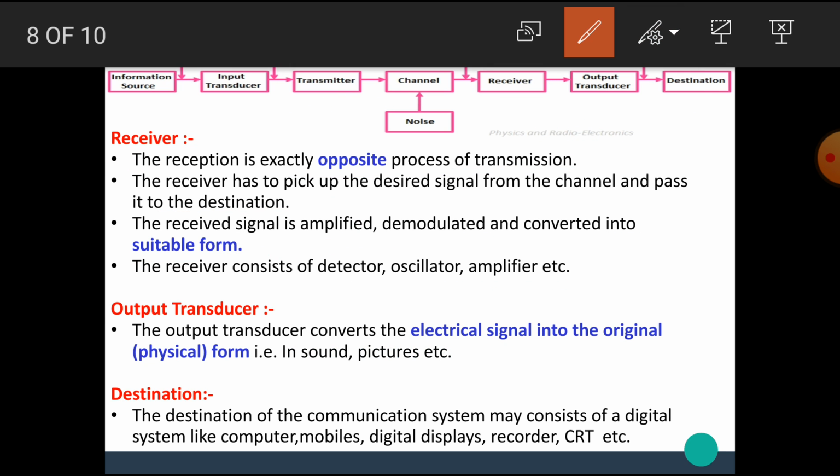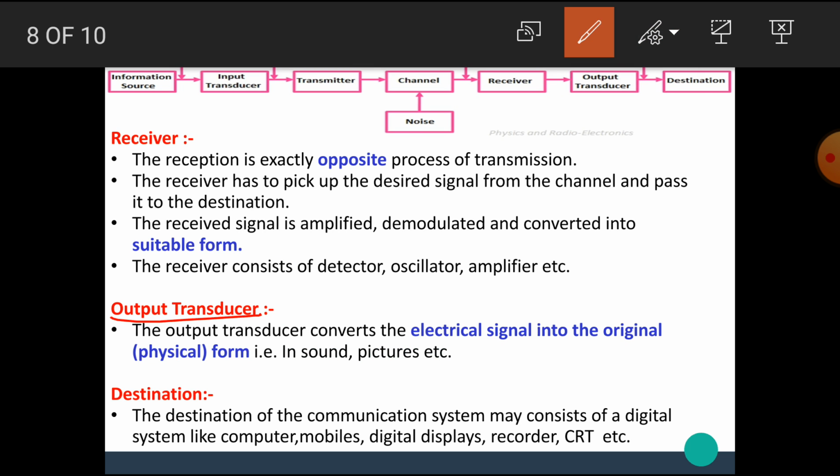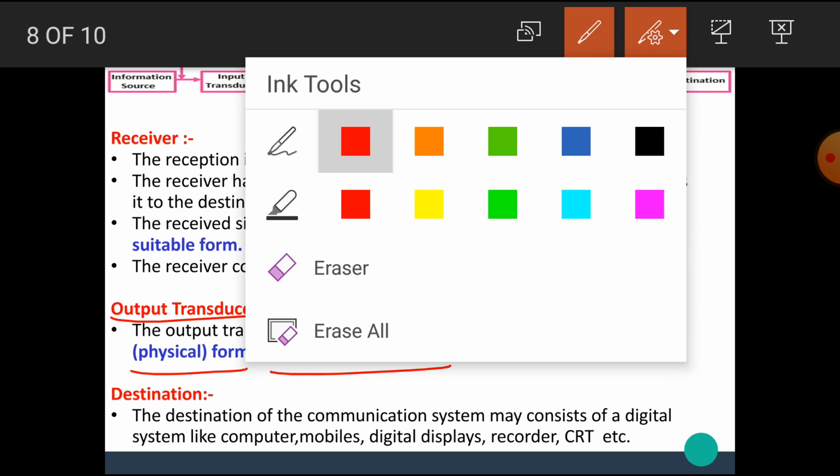Our next block is the output transducer. We know that a transducer converts one form of energy into another form. This transducer is connected at the output side, hence it is called the output transducer. The output transducer converts the electrical signal into the original signal, such as sound, pictures, etc.